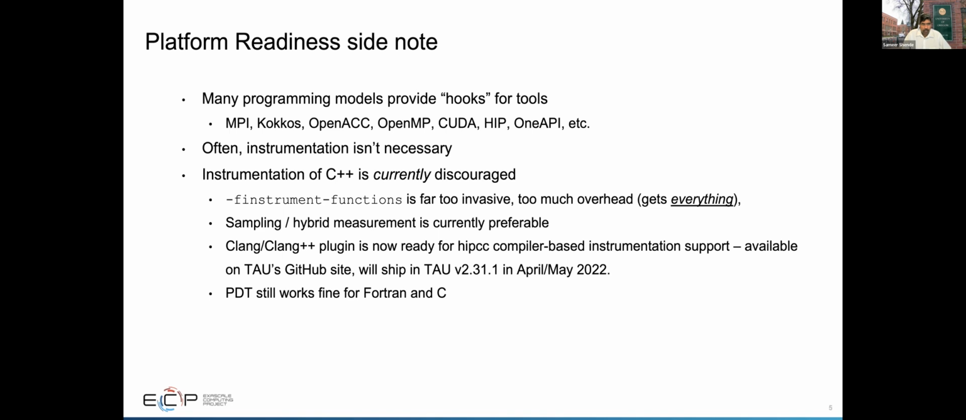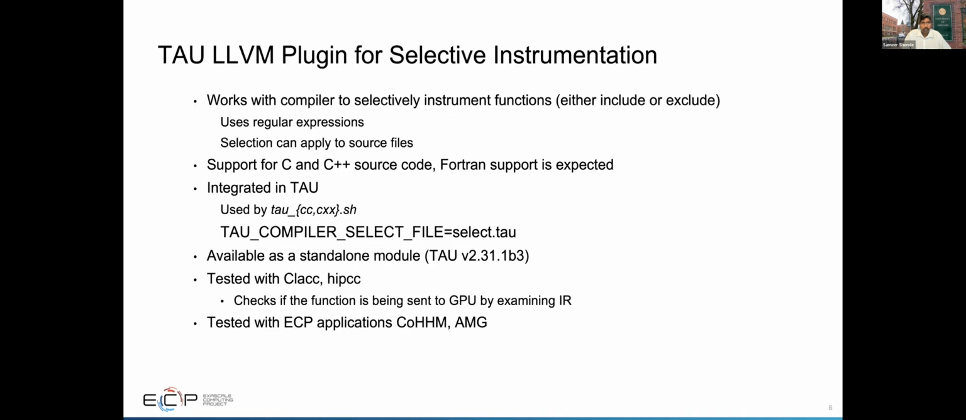And the PDT source instrumentation approach also still works with Fortran and C and can be used. The plugin for selective instrumentation works with Clang, Clang++, and HPCC compilers, and we hope to support Fortran in the future. Right now, it is integrated with the tau_cc.sh and tau_cxx.sh scripts, where they can read the tau compiler select file, and it's available as a standalone module tested with these compilers and with these ECP applications.